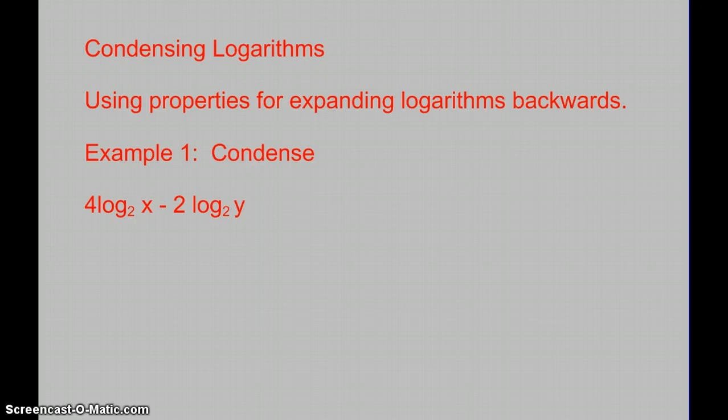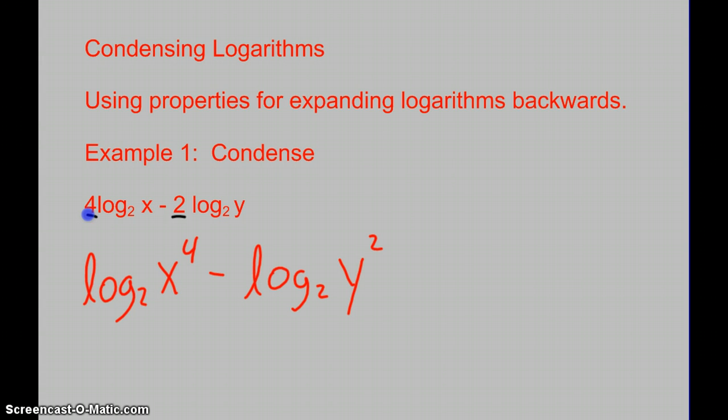Example 1 is going to be to condense a logarithm like 4 log base 2 of x minus 2 log base 2 of y. We're going to again be using those rules we did yesterday backwards. So therefore, we need to recognize these values in front, the 4 and the 2. Those values in front were pulled out of an exponent using our power rule from yesterday. Says that the log base 2 of x to the 4th is the same as 4 times log base 2 of x, minus log base 2 of y to the 2nd power.